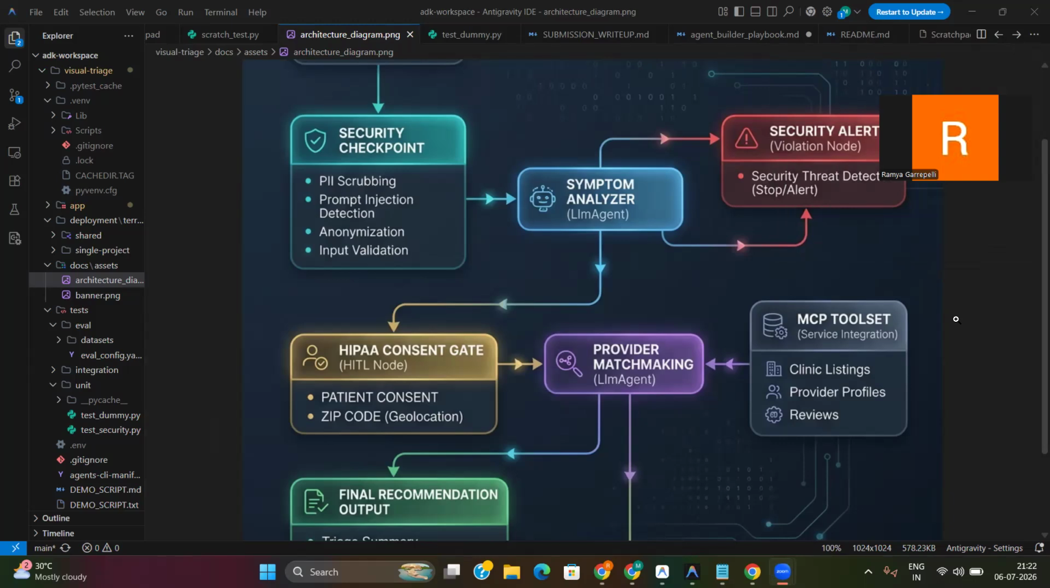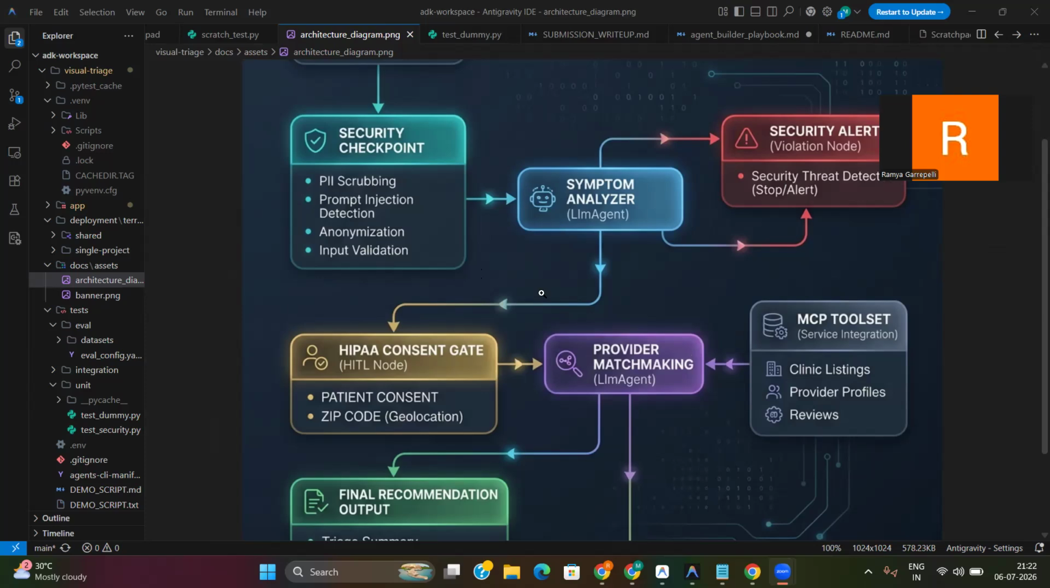Healthcare is one of the most sensitive domains for AI. Today, I am going to show you Visual Triage, a multi-agent AI system built with Google ADK 2.0 that triages medical symptoms, enforces HIPAA-grade security guardrails, and matches patients to real providers near them. What makes this different from a simple chatbot is the architecture.